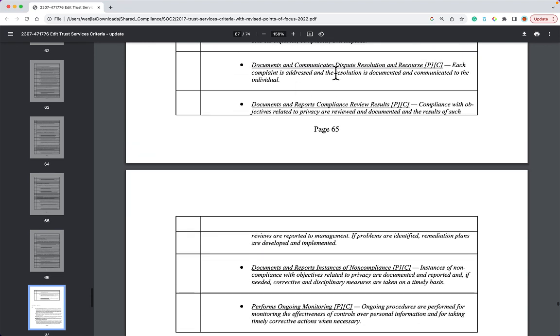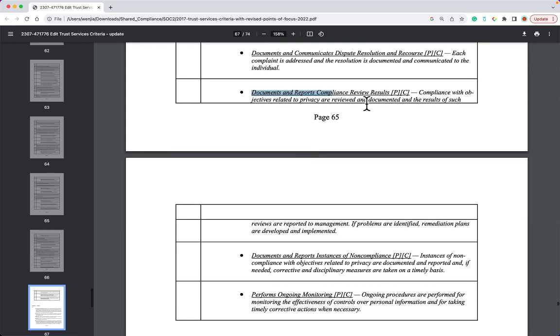So documents and communicates dispute resolution and recourses. Each complaint is addressed and resolution is documented and communicated to the individual. So in every case, how you dealt with users' complaints, how you solved the issue, you should document it, so next time you can do better.